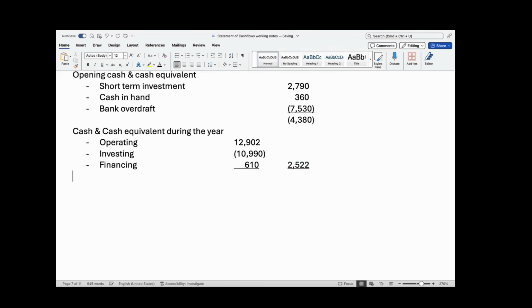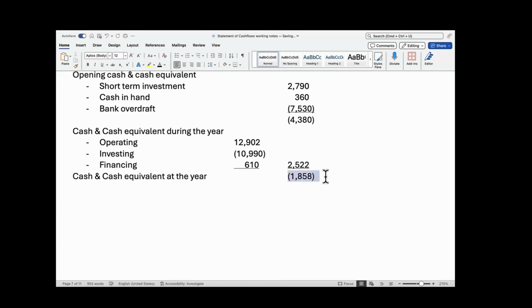Then, what's your cash and cash equivalent at the end? So let's cumulate these two. What do we have? 1858 outflow. 1858.